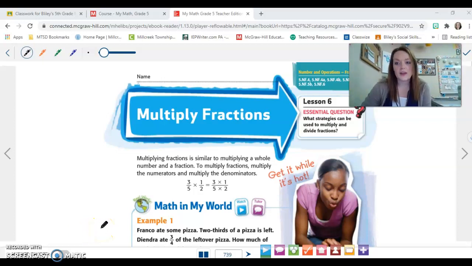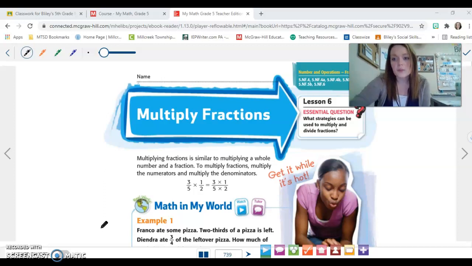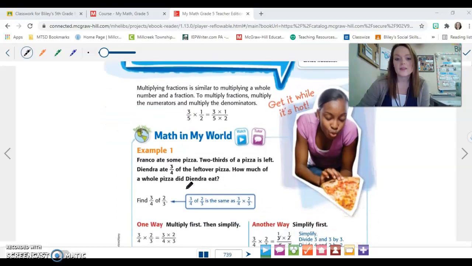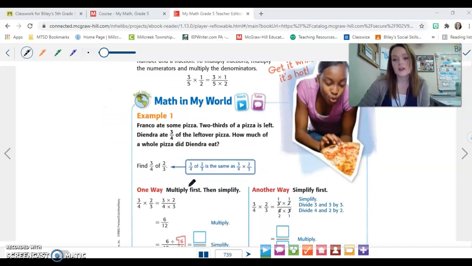Today we are on Chapter 10, Lesson 6, and we will be multiplying our numerators and our denominators in our fractions, because we do have different denominators for this lesson. We will simply be multiplying straight across, and I'll get a little bit more into it, but let's first look at our first example, talking about pizza. Making me hungry for lunch.